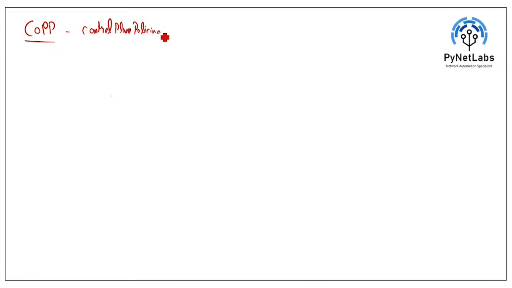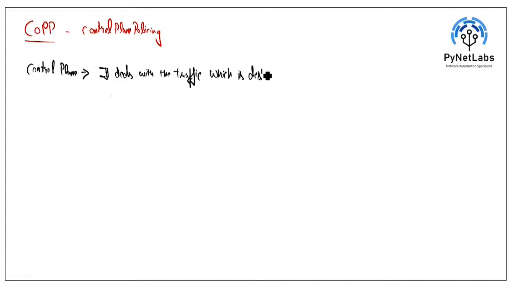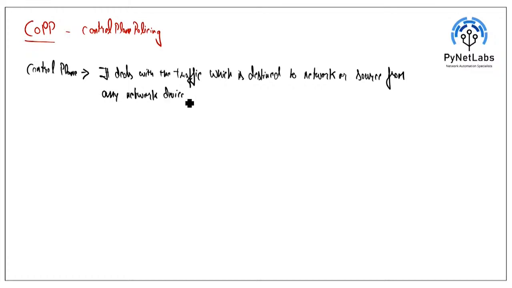So guys, whenever we are talking about COPP, this is something related to the control plane. Before understanding control plane policing, we need to understand the first thing, what exactly this control plane is. So let's write control plane. The control plane deals with the traffic which is destined to, or sourced from, any network device. So this is basically what the control plane is.